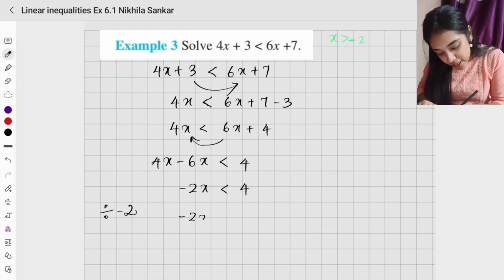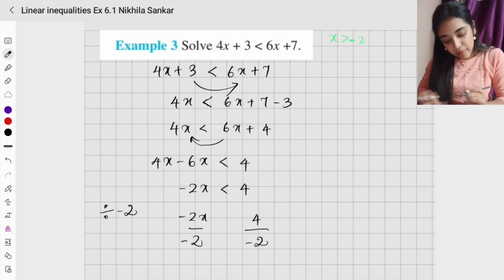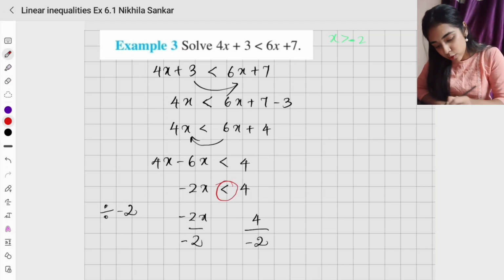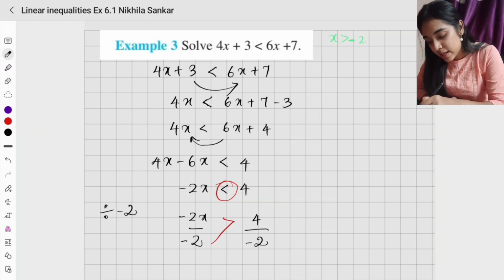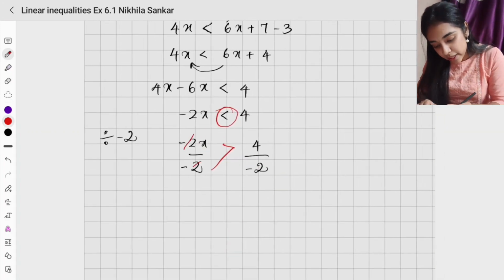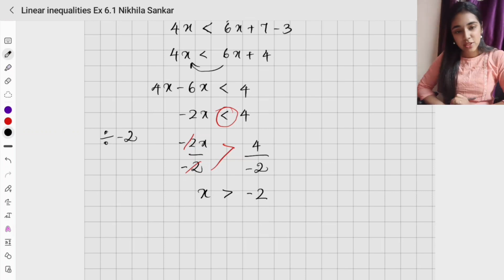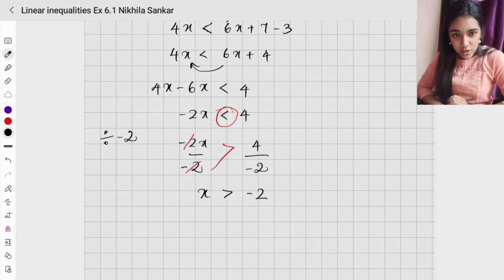So what will happen? Minus 2x divided by minus 2, and on the other side 4 divided by minus 2. Then what happens to the inequality? The inequality is going to reverse its sign. So the less than symbol is going to become a greater than symbol. Okay. Please pay attention. The 2 and minus 2 will get cancelled. So I'll be left with x greater than 4 divided by minus 2, which is going to give me minus 2. Okay. It is not x less than minus 2. It is going to be x greater than minus 2.